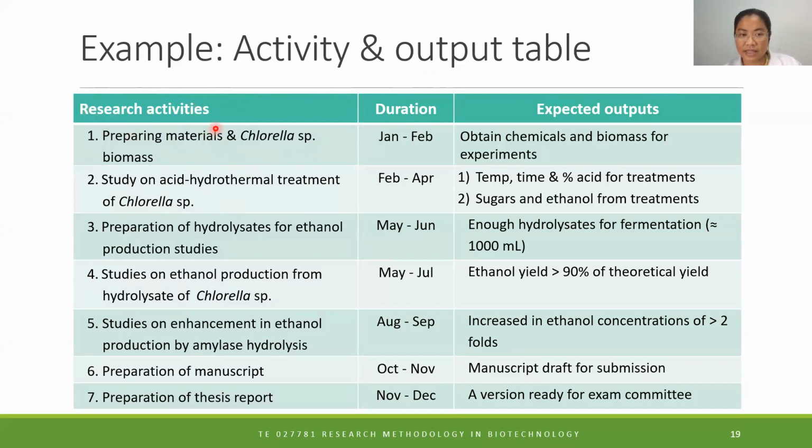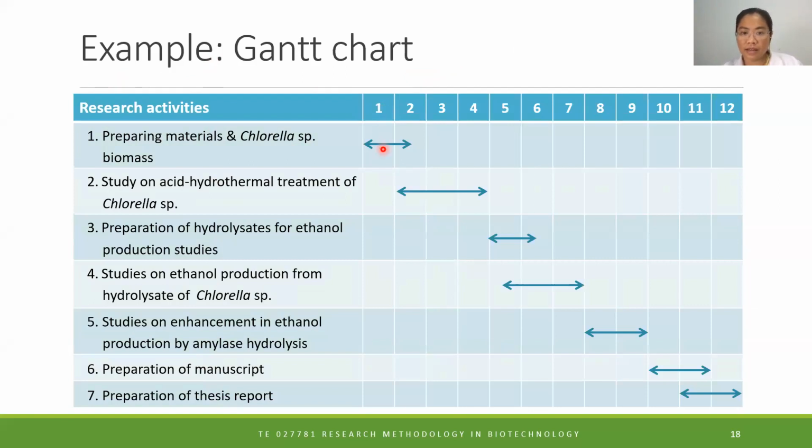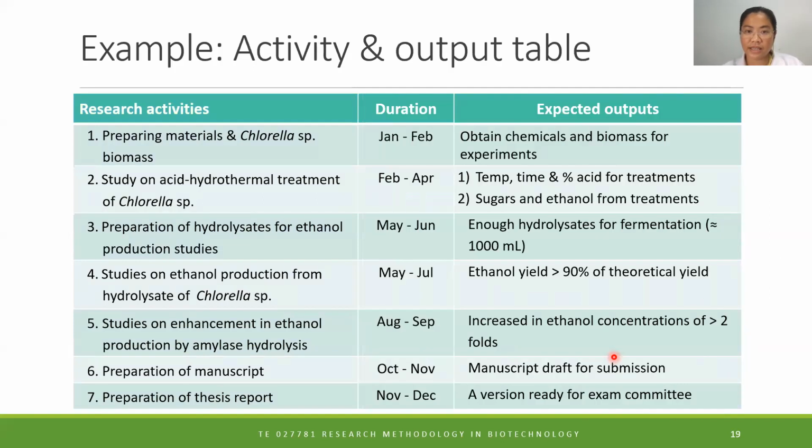You have research activities that you listed out here, but instead of having the arrow showing the length of each activity, you actually set the duration. Okay, you see that sometimes the durations, the time that you are going to do these things, overlap, like this 1 and 2, they overlap in February. So that means that in February you are doing 2 activities together, and also 3 and 4, just like in the Gantt chart.